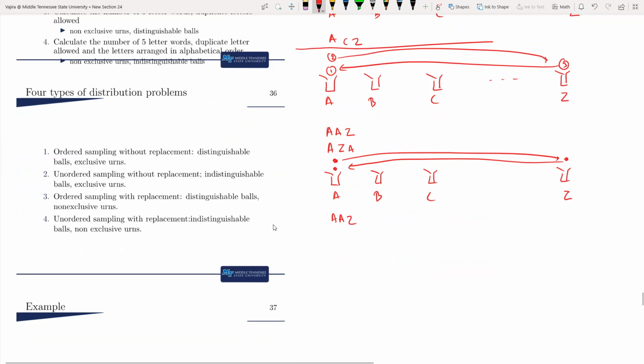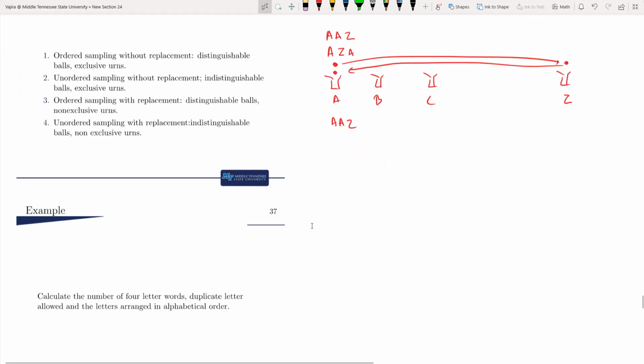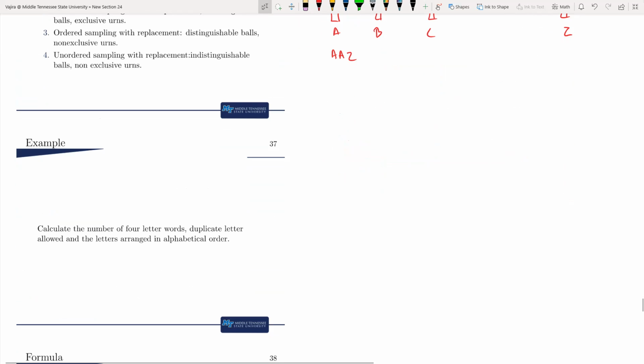So here you can see the equal expression. Under ordered sampling without replacement, under distributing it is distinguishable balls, exclusive urn, and so forth. So you can read this and see the similar expression from the other side. These are the equal formulations. So let's go to the one we want to answer.